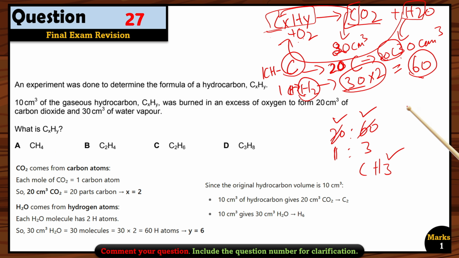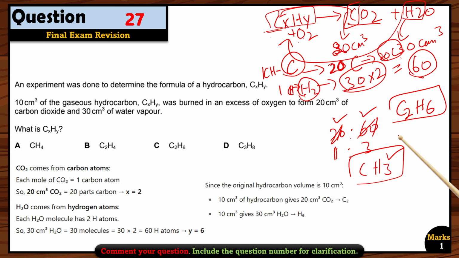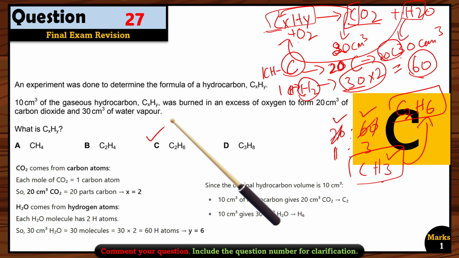But if you see the molecular formula, it will be C2H6. If you just cross the 0, 0, right? So C2H6, of course, you cannot find CH3, right? Then CH3 is empirical formula, and then molecular formula will be C2H6. Can you find the molecular formula? Yes, C2H6. So option C is the right option.